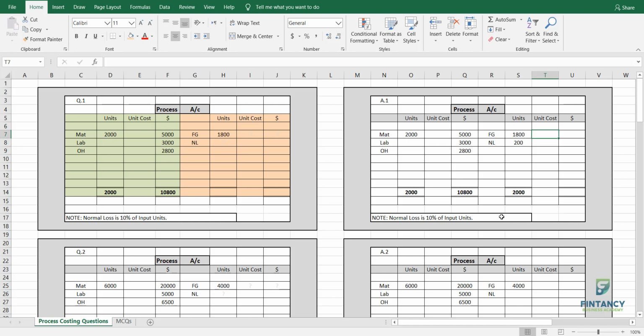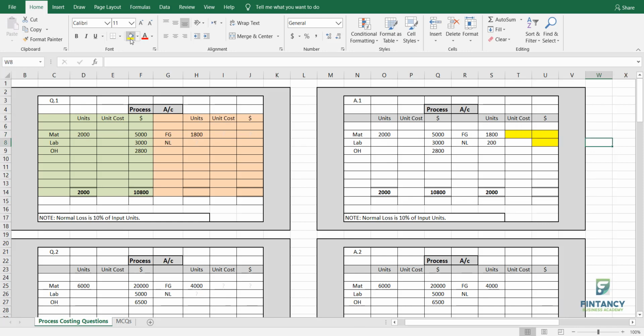Anyways, see, now you need to remember what are the major requirements. In this type of question, examiner can ask you what is the unit cost for the month. Examiner can ask you what is the total cost of finished goods. This is the second yellow cell, right? Examiner can also ask you how much is the cost of normal loss. In this type of question, he can ask you these three requirements. So let's see how to calculate it.